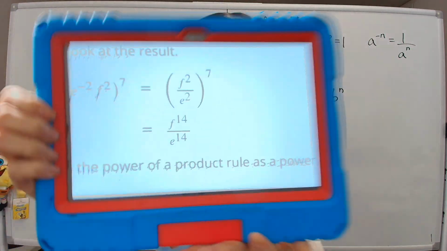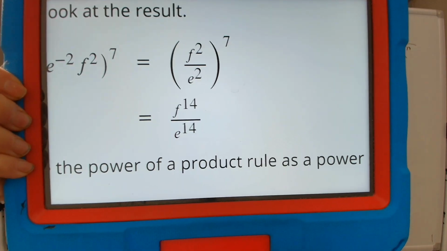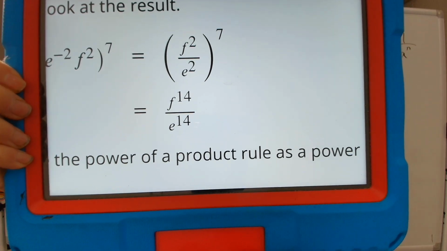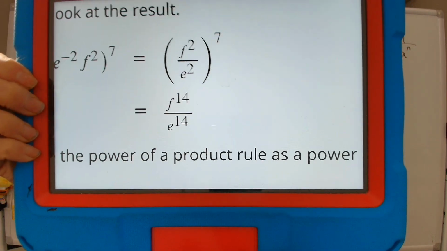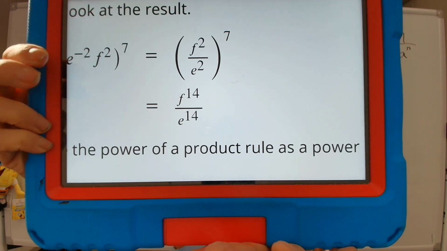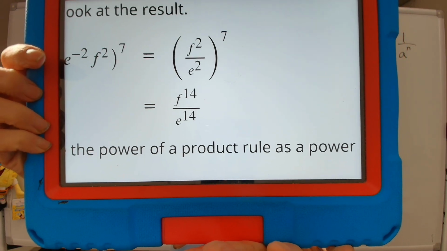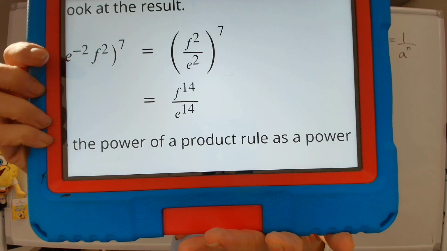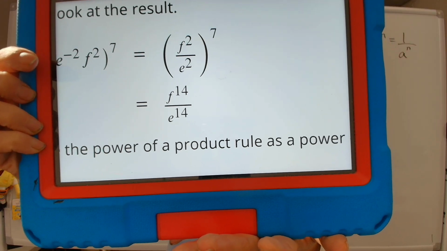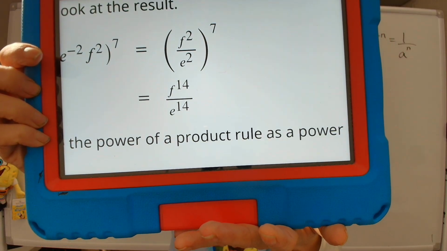Well, whatever page this is close by. Now, say if you have this particular function, right? The whole thing is a quotient, f squared over e squared, and it's being raised to the power 7. What does that mean? You just raise each one to the power 7.